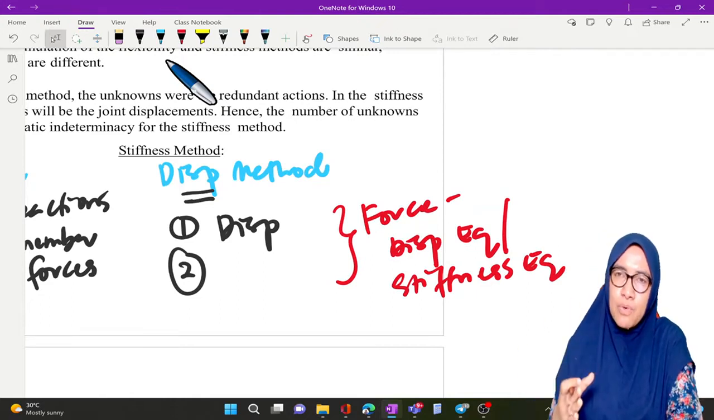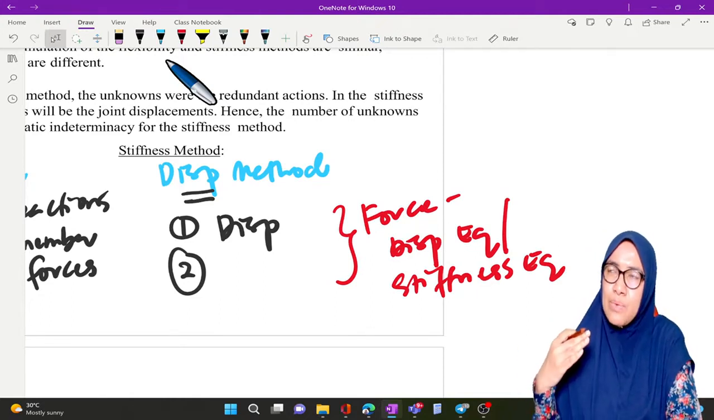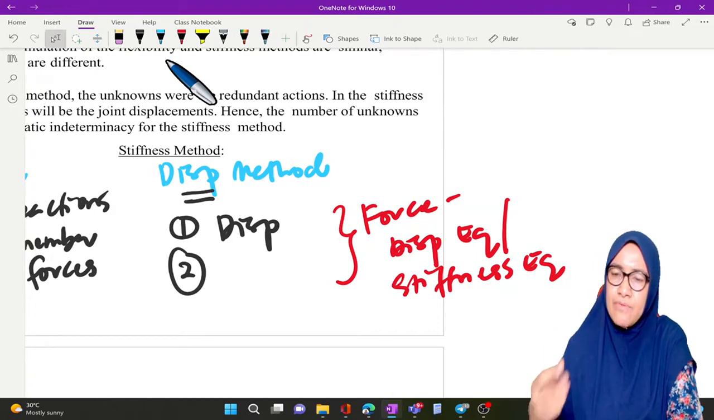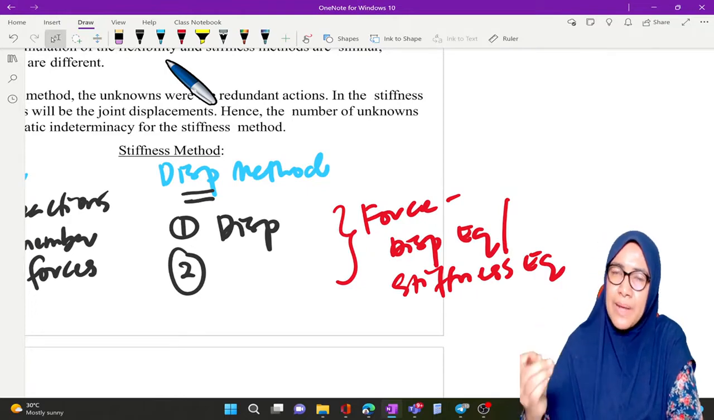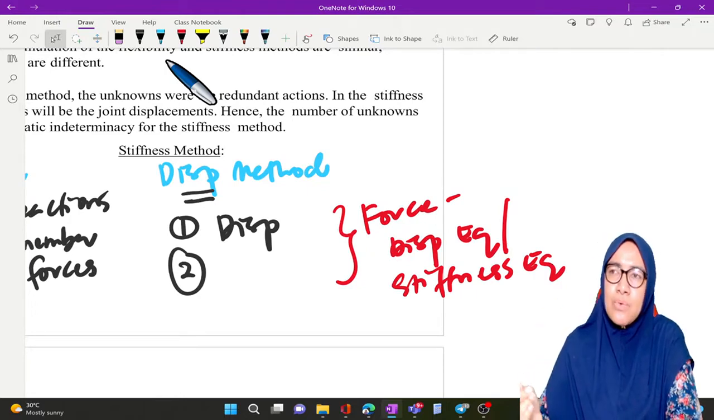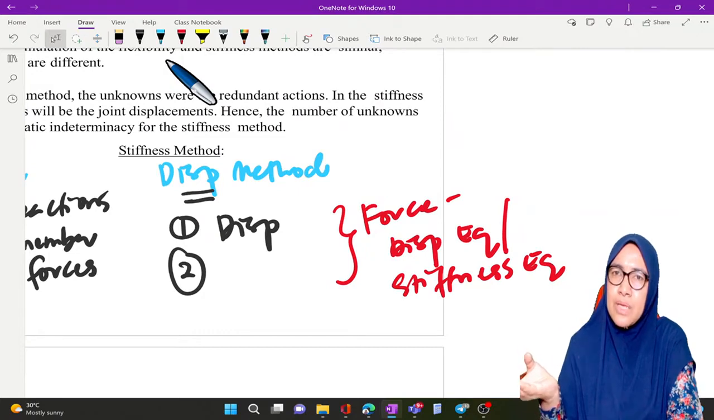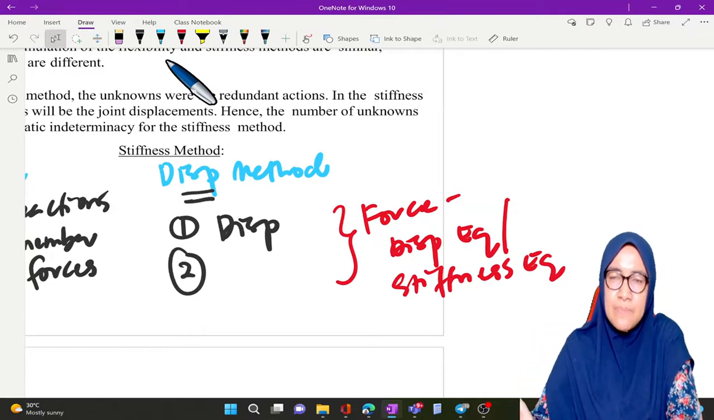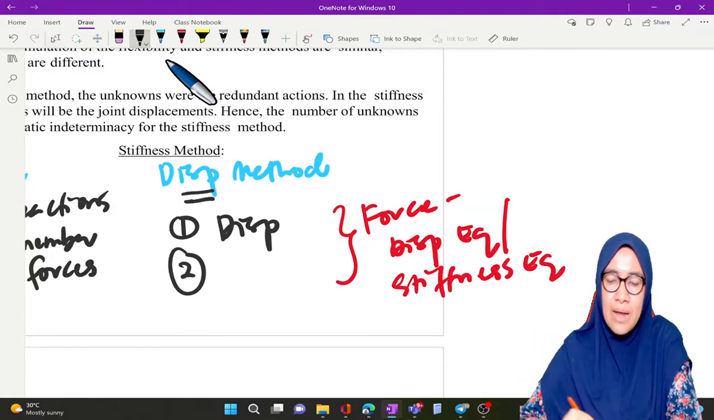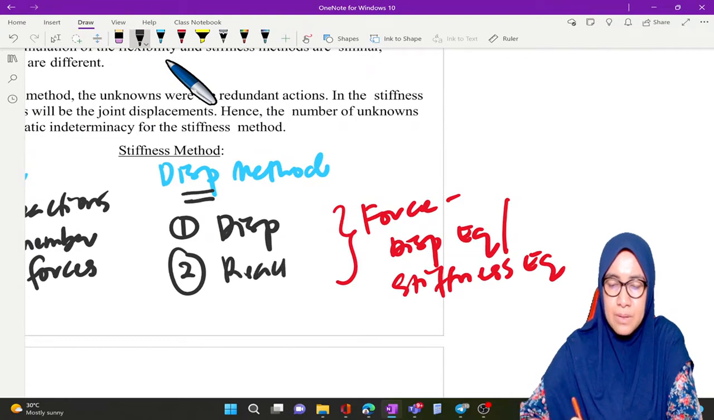The first output in the stiffness method is that we calculate displacement whenever we solve the force displacement equation. After that, we can substitute the displacement back into the force displacement equation, and then we can calculate reactions, forces.